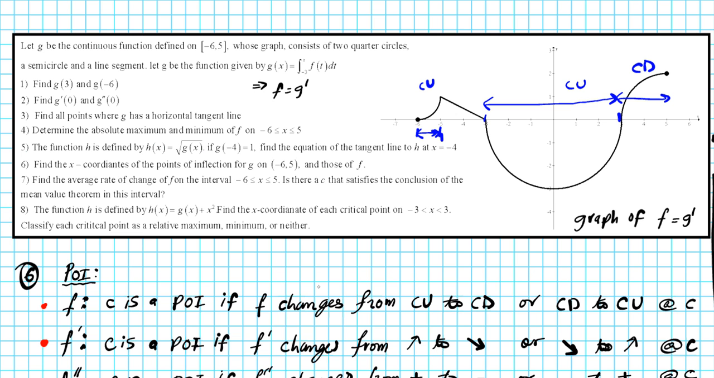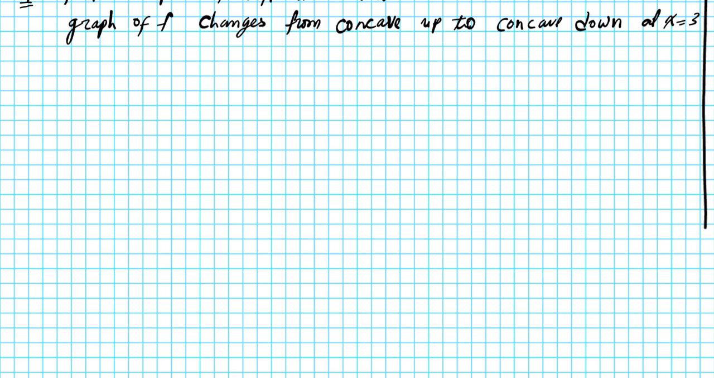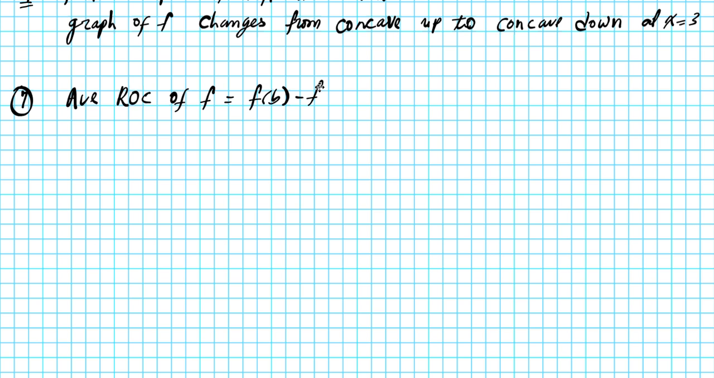For problem number 7, we are to find the average rate of change of f on the interval -6 all the way to 5. Okay, so let's write down what the formula is for the average rate of change, and then we're going to apply it to this situation. So average ROC, let's call that rate of change of a function f, is basically f of b minus f of a divided by b minus a.